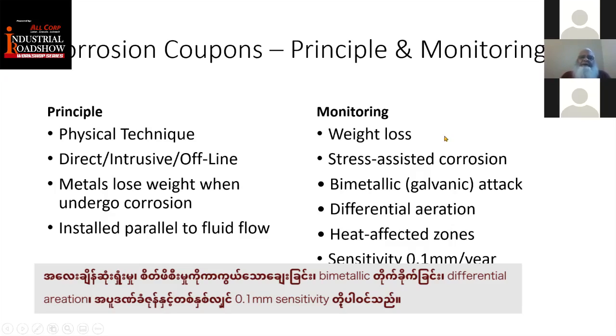This technique monitors weight loss. It can also be used for stress-assisted corrosion by installing stress probes or stress coupons. It can also measure bimetallic corrosion. It can also indicate differential aeration. If there is an entry of oxygen, it can change the corrosion rate. It can also be used for heat affected zones. You can have probes which are welded and subjected to the heat affected zone installed in there. Sensitivity of this technique is about 0.1 millimeter per year.